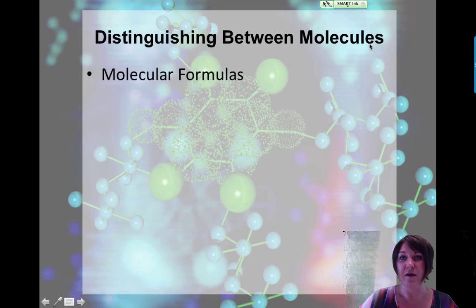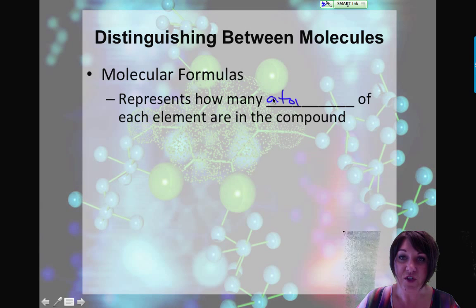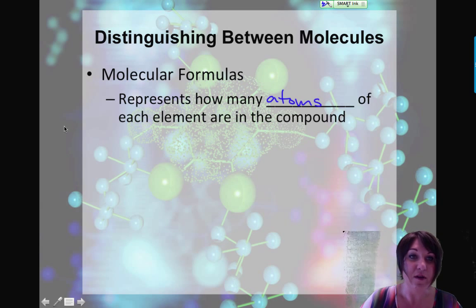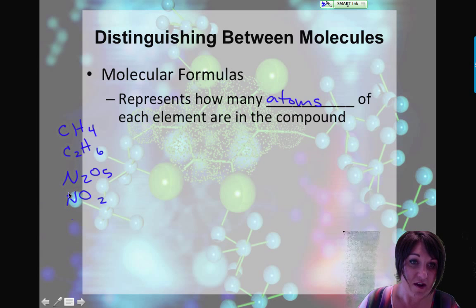All right, last thing. What if we don't have an element? What if we have a compound? How could we tell the difference between molecules? Molecular formulas are used to tell how many atoms of each element are present in a compound. So you might have CH4, or you could have C2H6, or you could have any variety of these combinations, N2O5, NO2, NO.